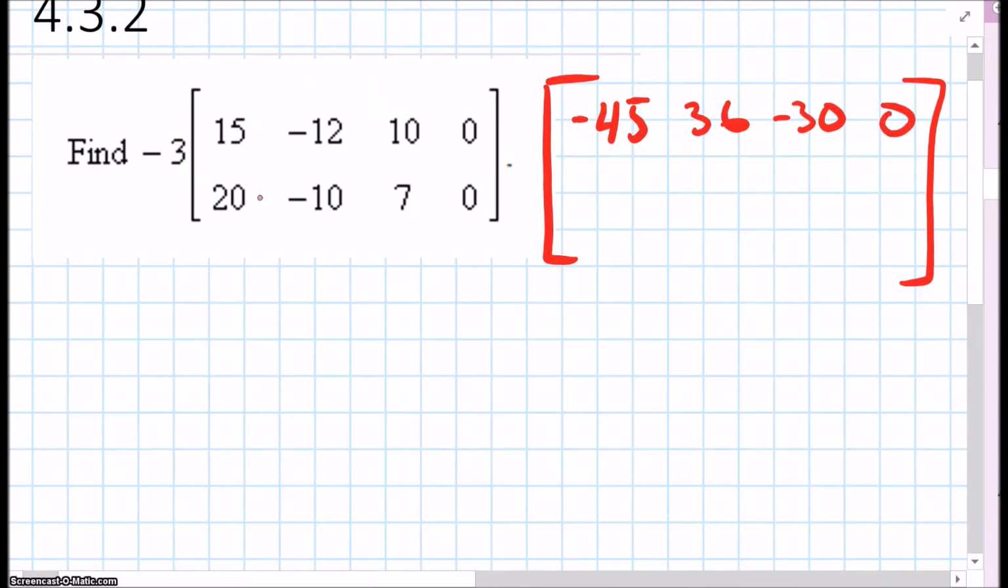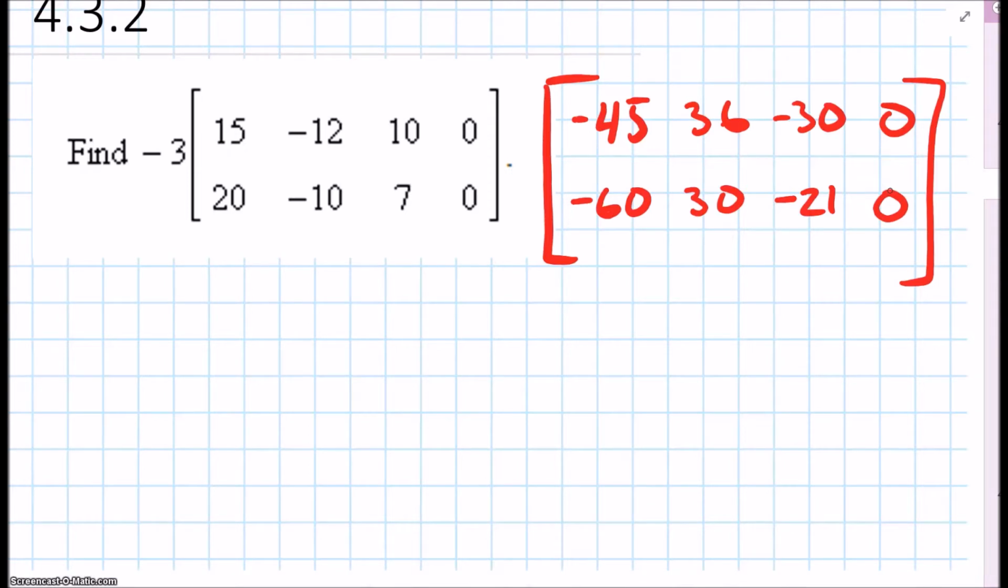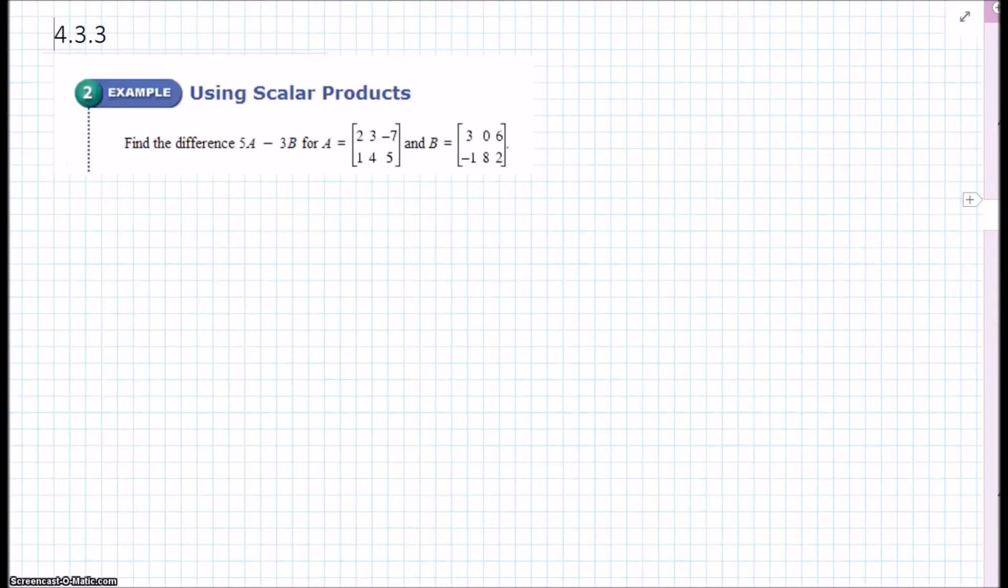Now, -3 times 20 is -60. -3 times -10 is 30. -3 times 7 is -21. And -3 times 0 is 0. Pretty self-explanatory what's going on. So let's look at the next example.